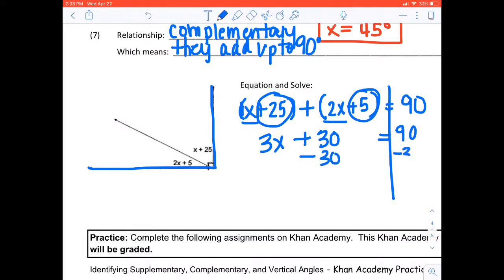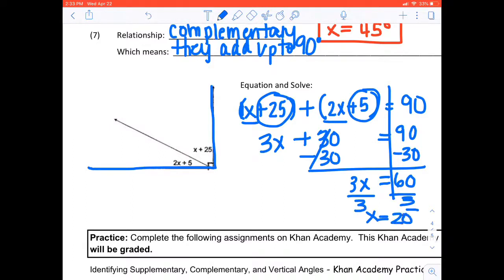We're going to subtract 30 from both sides. So 3x is equal to 60. We're going to divide both sides by 3. So x is equal to 20. Now again, this is only our value for x. It's not one of these angles. So if you wanted to solve for that, you'd have to put 20 in for that x and actually use PEMDAS to solve and find out what the whole angle is.